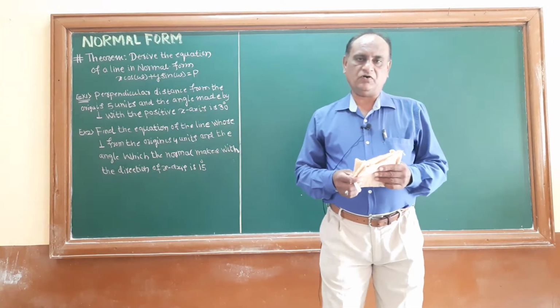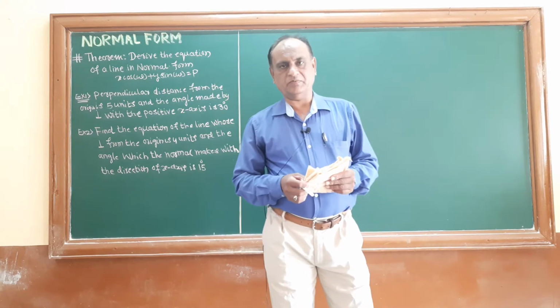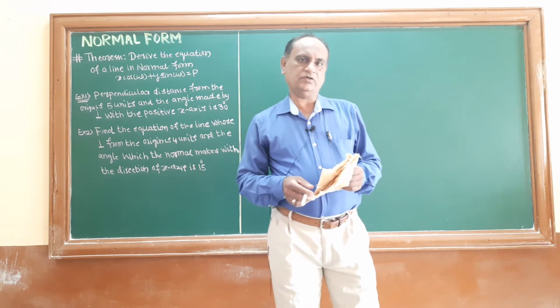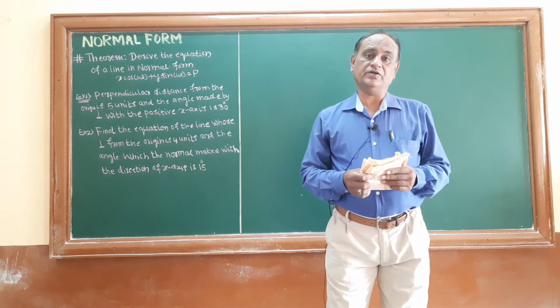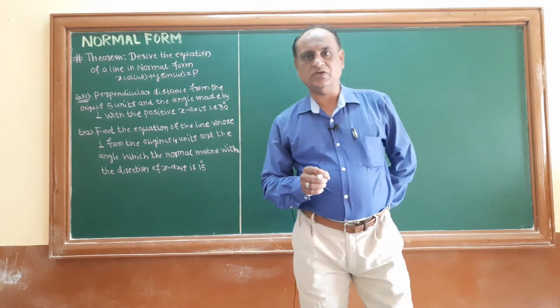The intercept form: derive the equation of the line in the form x divided by a plus y divided by b is equal to 1, and the example depends on that intercept. That is the form completed. Today I want to discuss another theorem.